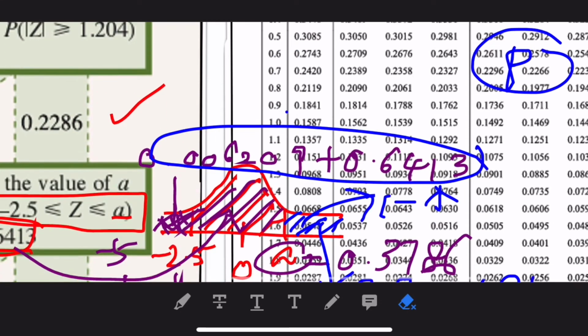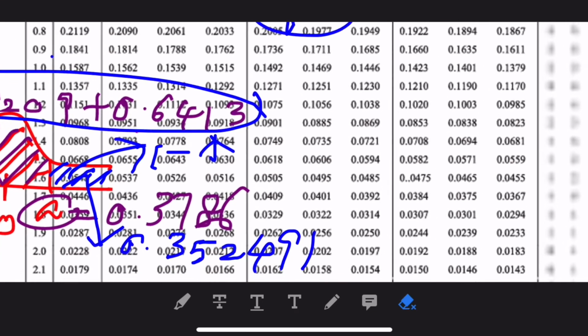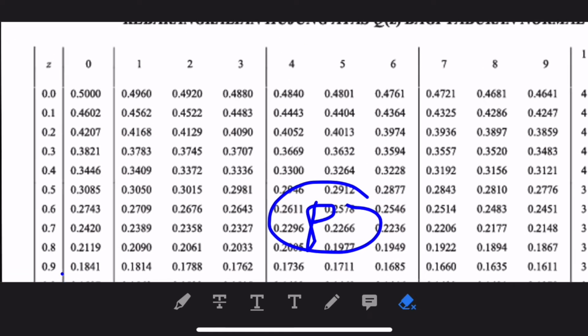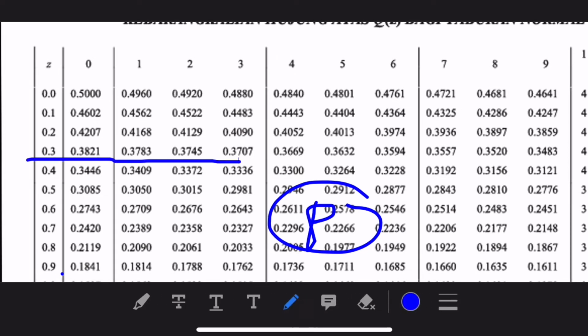I already got the area, which is the probability 0.3525. So I will look for 0.3525, 35.